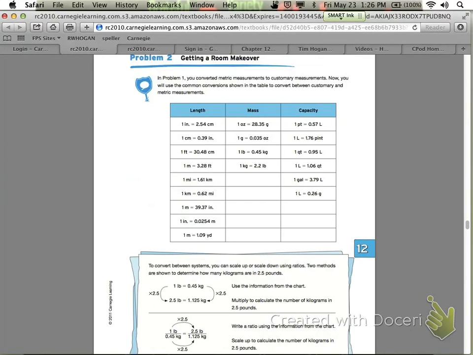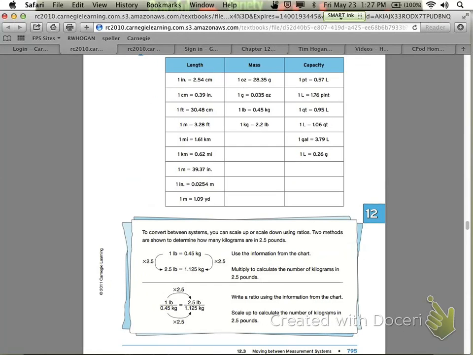Let's take a look at page 795 in problem 2. It says in problem 1, you converted metric measurements to customary measurements. Now you will use the common conversions shown in the table to convert between customary and metric measurements. You can see that the table at the top of page 795 is divided up into 3 categories. We are dealing with length, mass, and capacity, much like we've talked about in the units of measure before.